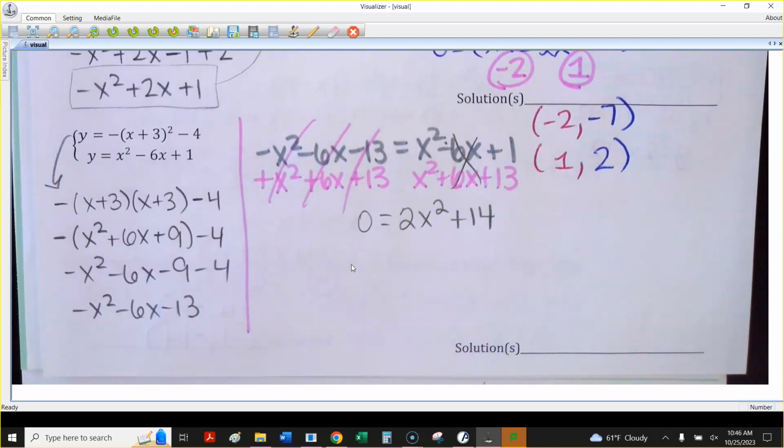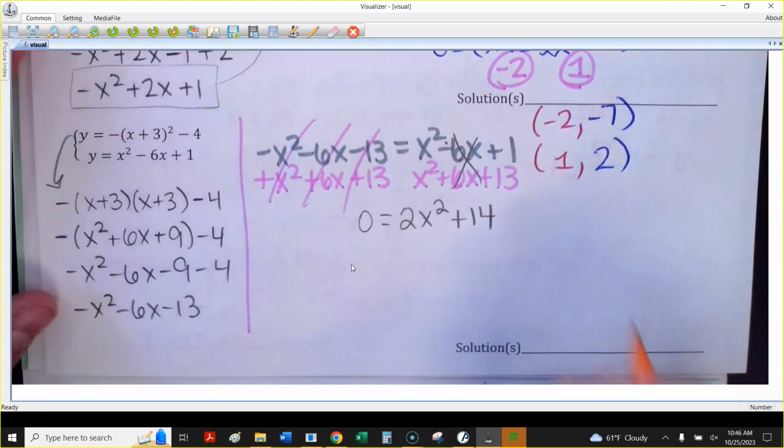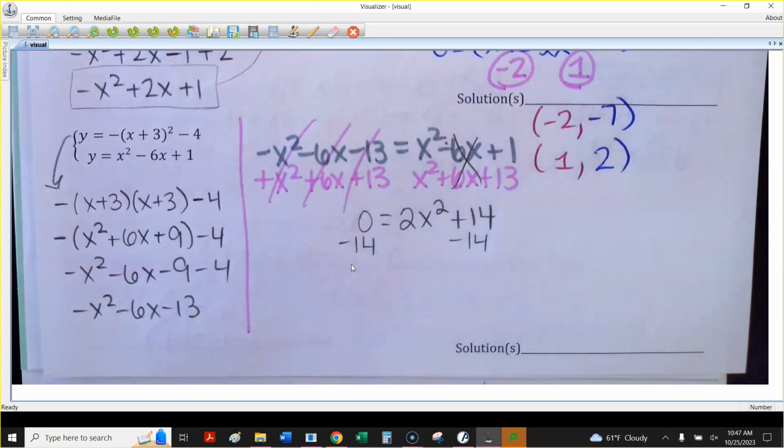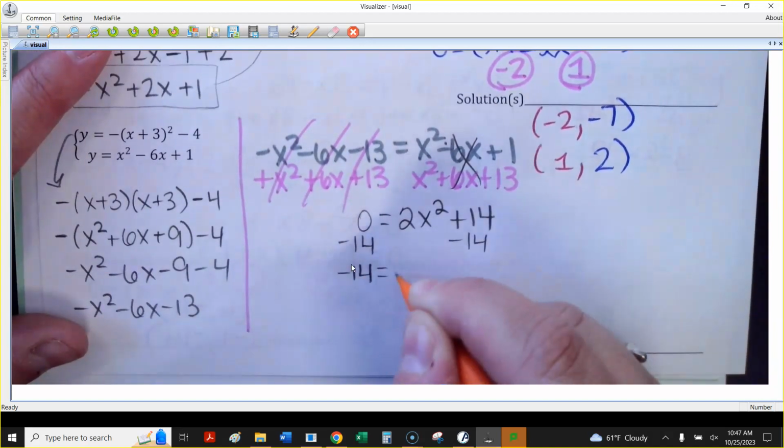Anybody know how to solve that? We haven't done any problems like this yet, so I don't know. Could you get x by itself there? Like, what would you do? What do you want to do? For sure. This isn't like the other questions where we have an x squared and an x and we can't combine them. I just have an x squared, so you can actually just get it by itself. So we'd have -14 equals 2x squared.